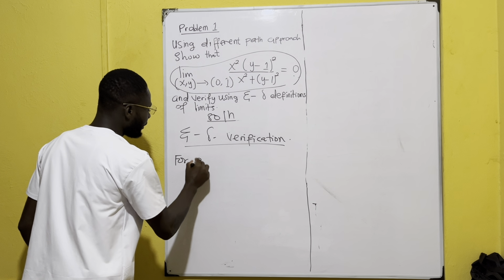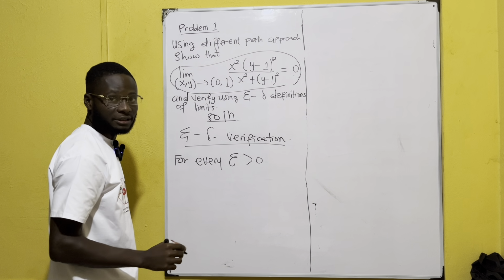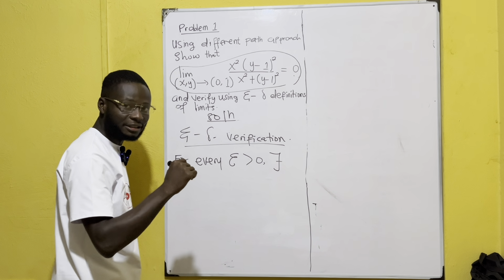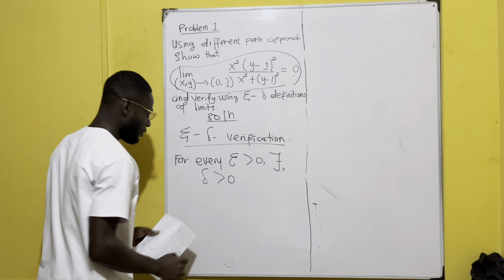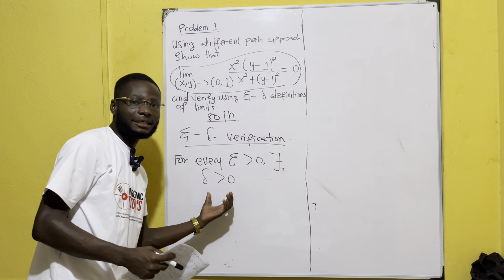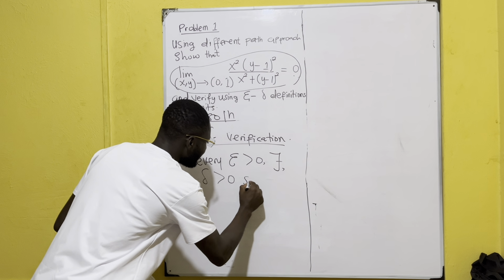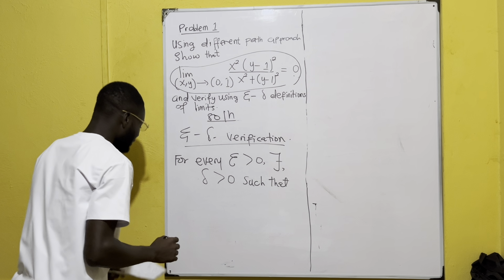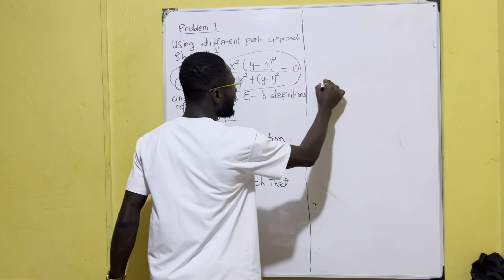So for every epsilon that is positive, there exists a delta that is also positive, right? And if this delta exists that is also positive, then such that, as I said earlier, we are going to use the squeeze-based approach where you have a function here.